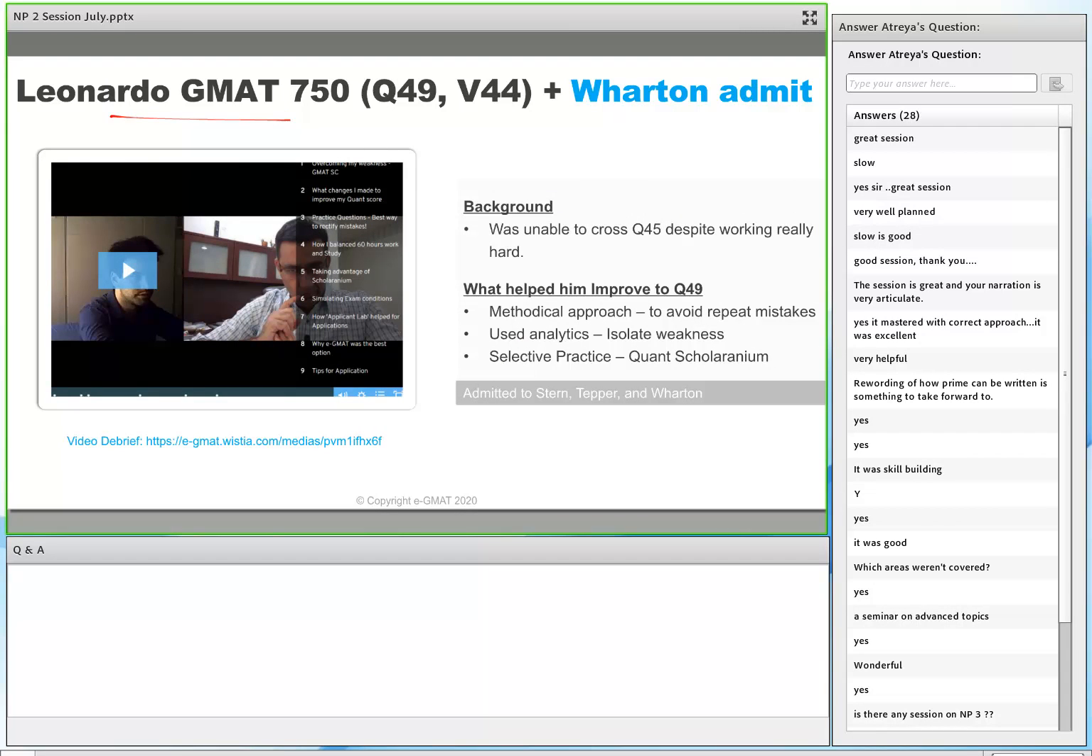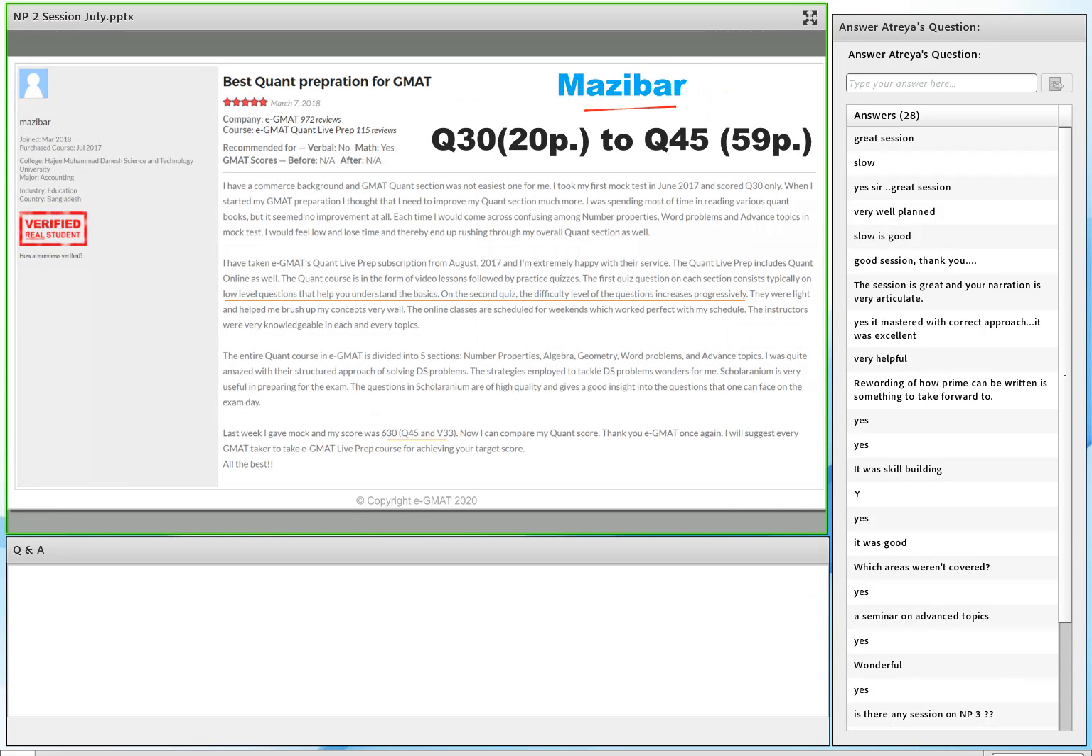Leonardo was a South American, and he got a Wharton admit, by the way, scoring a Q49, but he was stuck at a Q45 despite solving a lot of questions and all of that. Why could he not reach his target score right at the start? Because he did not have a methodical approach. He used the methodical approach, tried to avoid mistakes that he was making again and again. He used the analytics of Scholaranium to understand what his weak areas are and then focused on them. Did selective revisions and then went on to score a Q49. Got admissions from Stern, Tepper, and Wharton. And if you consider Wharton, a Q45 is not going to give you a call over there.